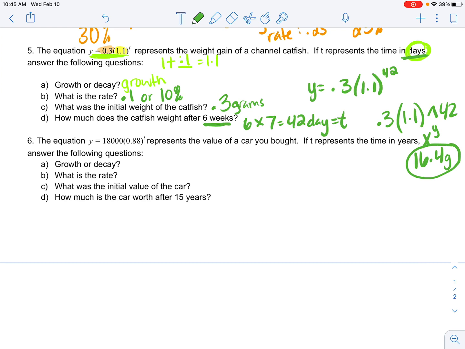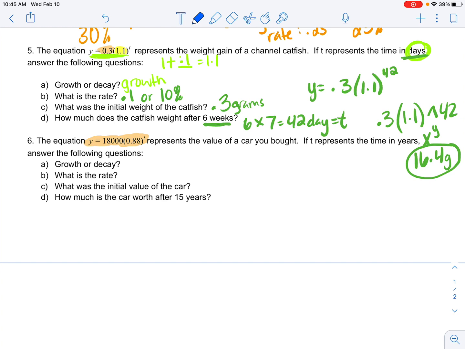Okay, let's do number 6. So number 6, the equation y equals 18,000 times 0.88 to the t. There's my equation. I know I need to use that at some point, so I'm going to highlight it, circle it, underline it, whatever needs to be done. It represents the value of a car you bought. If t represents the time in years, answer the following questions.